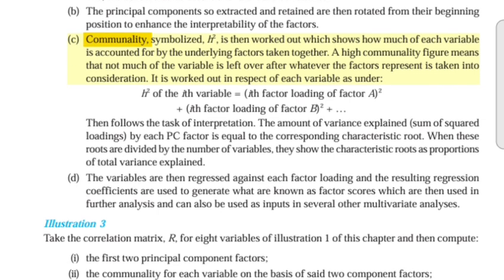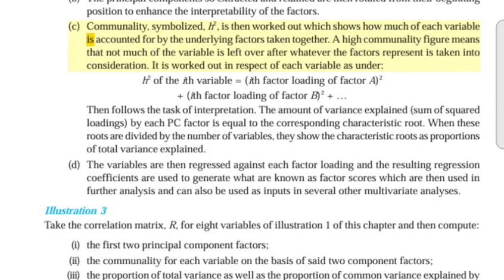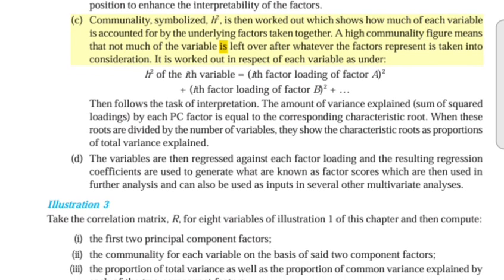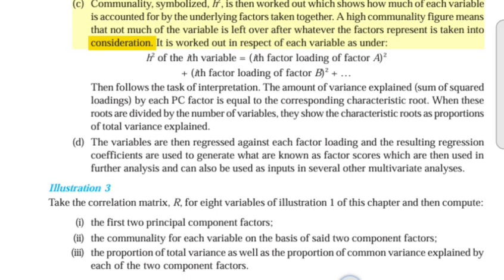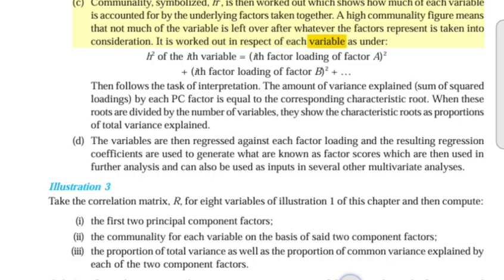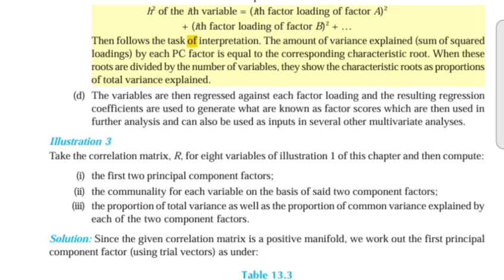Communality, symbolized H2, is then worked out, which shows how much of each variable is accounted for by the underlying factors taken together. A high communality figure means that not much of the variable is left over after whatever the factors represent is taken into consideration. It is worked out in respect of each variable as under: H2 of the ith variable equals the ith factor loading of factor A squared plus the ith factor loading of factor B squared plus so on. Then follows the task of interpretation.